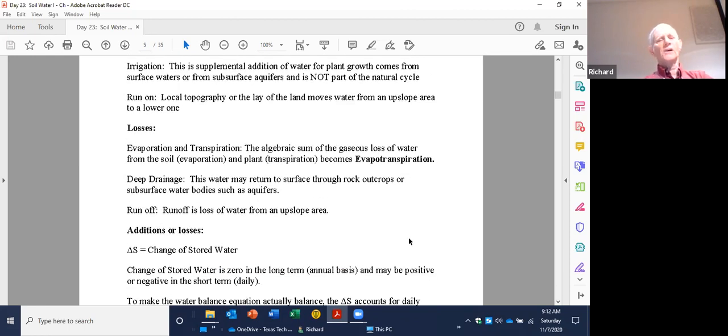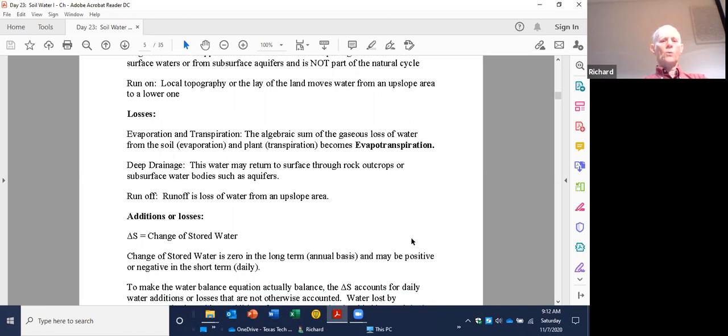So that delta S makes the water balance equation balance. On a daily basis, the change of stored water can be positive, negative, or zero. But if we talk about the long-term basis, delta S is zero. If we talk about the amount of stored water we have this year, it's about the same as it was last year and the year before. Precipitation, evaporation, transpiration sort of balance on a year-to-year basis.